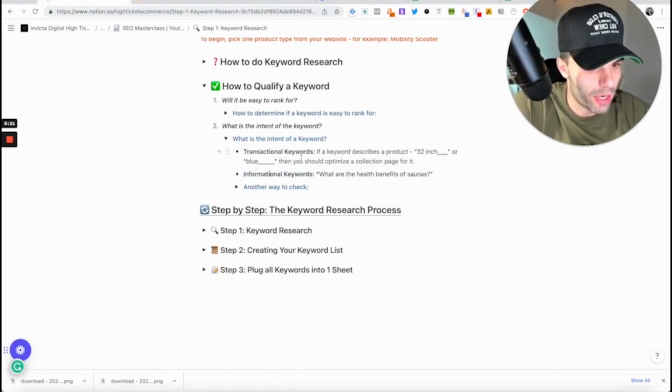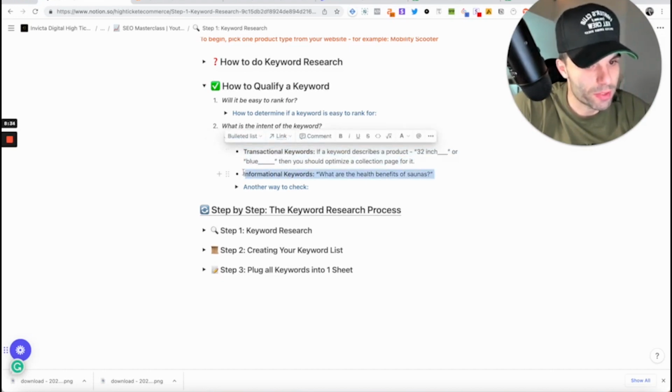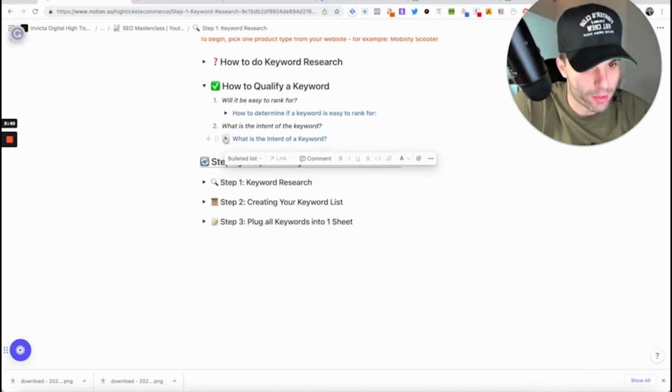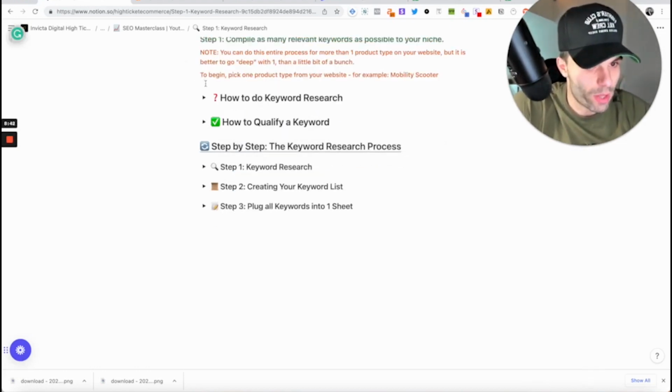You can just ask yourself which type it is. It's not really important for this section, but we just want to be aware. We want both of these on our website because they're very important in different places. This will be on our buying pages, and this will be for our blog to show expertise in the topic, which will indirectly help our collection pages and category pages rank. So that's how to qualify a keyword.